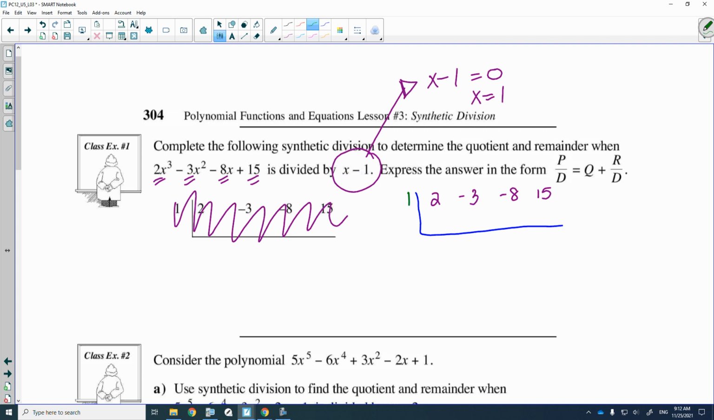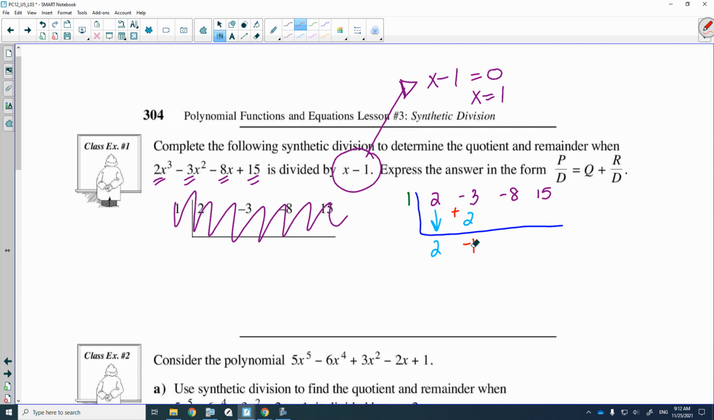Okay, now here's the pattern for synthetic division. You always drop that first number, which is a 2. You carry out multiplication. So 2 times 1 is 2, and that's going to go here. And synthetic division is addition. Long division, we were always subtracting. Synthetic division, we're going to add. So you're going to add -3 plus 2, which is -1.